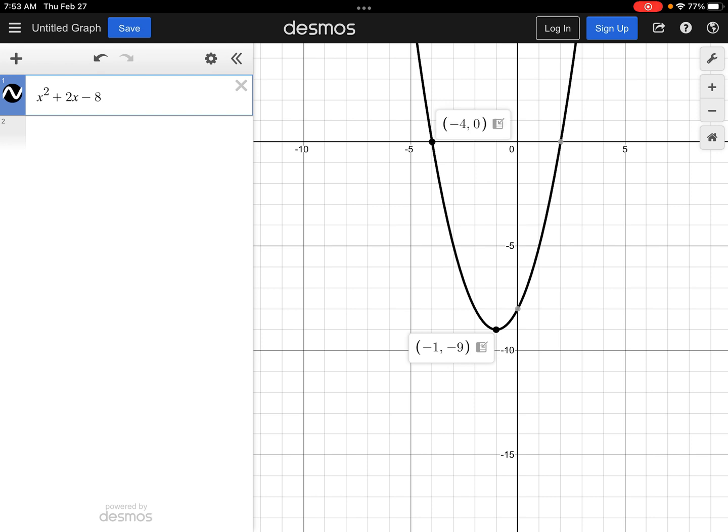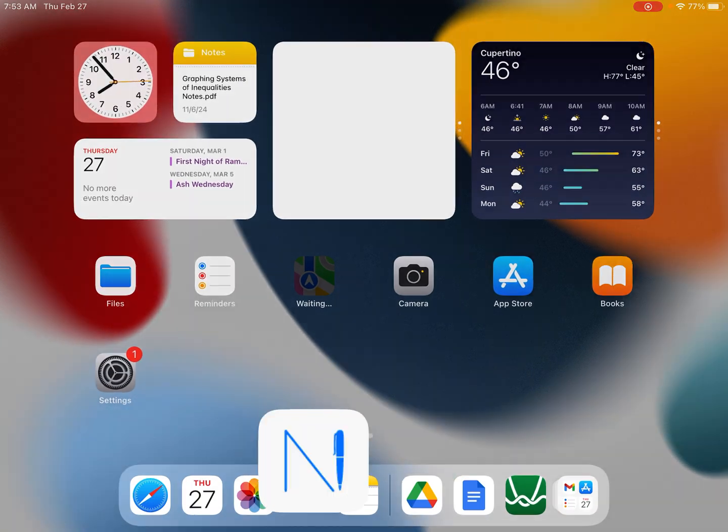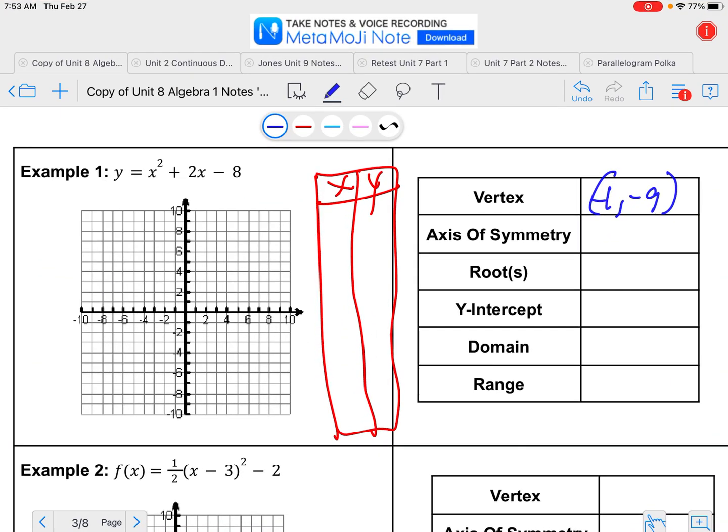And -4, 2. So it's right there. Your roots are -4, 0, and 2, 0. And the vertex and the roots are enough for you to graph this function.